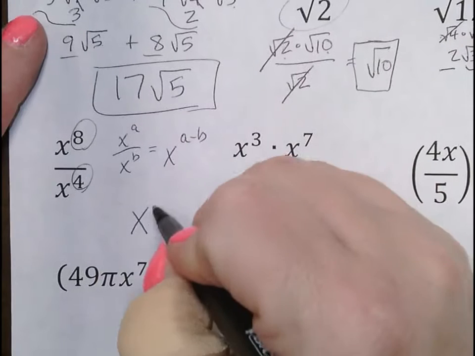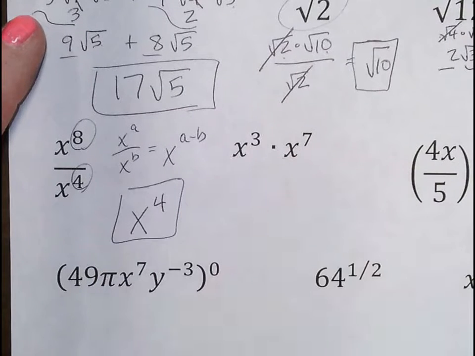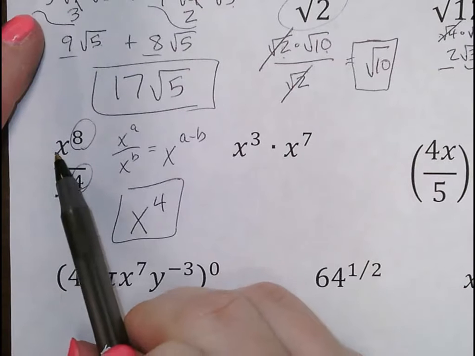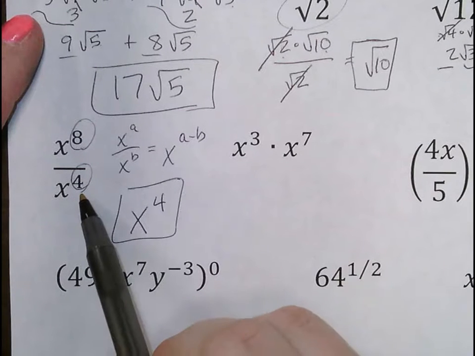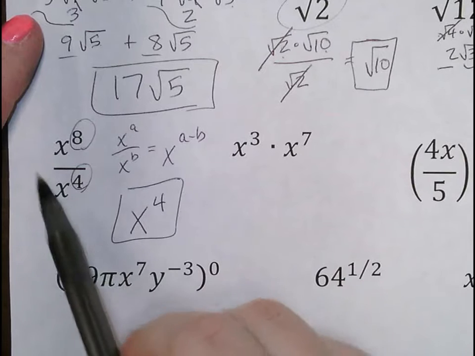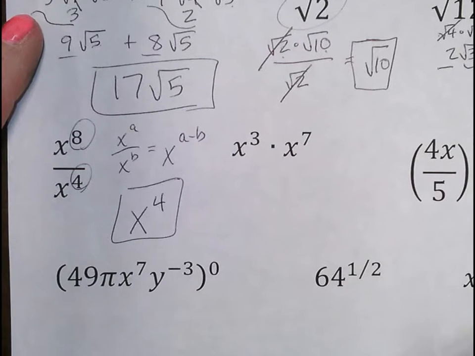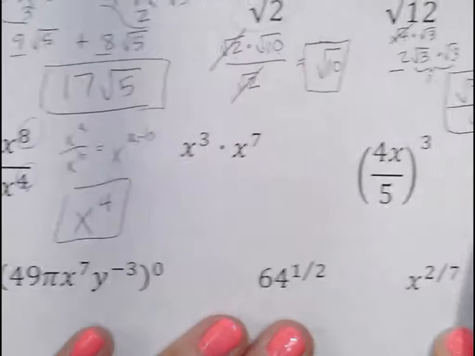8 minus 4 is 4. If you picture this written out, this would be 8 x's all in a row being multiplied. This is 4 x's in a row being multiplied. You'd be able to cross off 4 of them, leaving 4 still not canceled out.